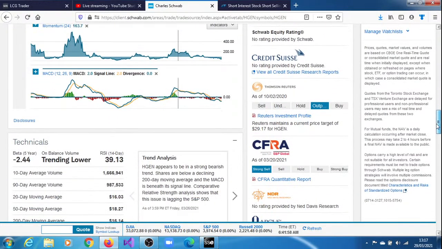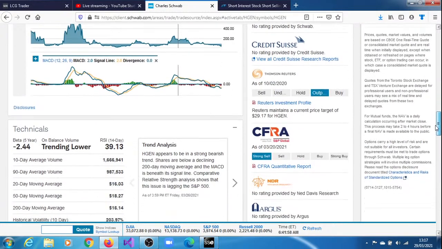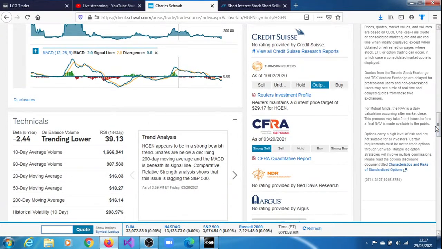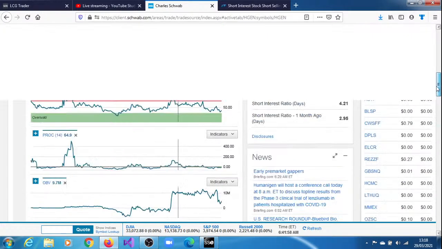So yeah, it appears to be in a strong bearish trend. That is what happened over the last 14 trading sessions, or 10. Shares are below a declining 200-day moving average, and MACD is beneath the signal line. It's lagging the S&P 500. So that is why we've seen what's going on.